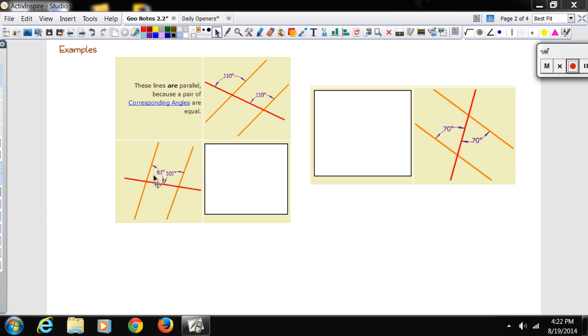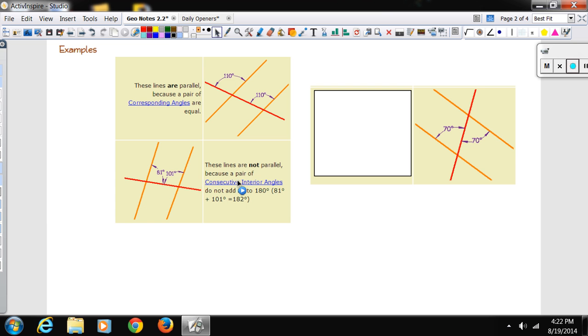The second one here, below it, 81 and 101 are called consecutive interior. If they add up to 180, then they're parallel. Does 81 plus 101 add up to 180? And the answer is definitely no. 81 plus 101 adds up to 182. Those are not parallel lines. Eventually those would touch because they would get really close to each other. These are not parallel because a pair of consecutive interior angles do not add up to 180. So they can't be parallel.